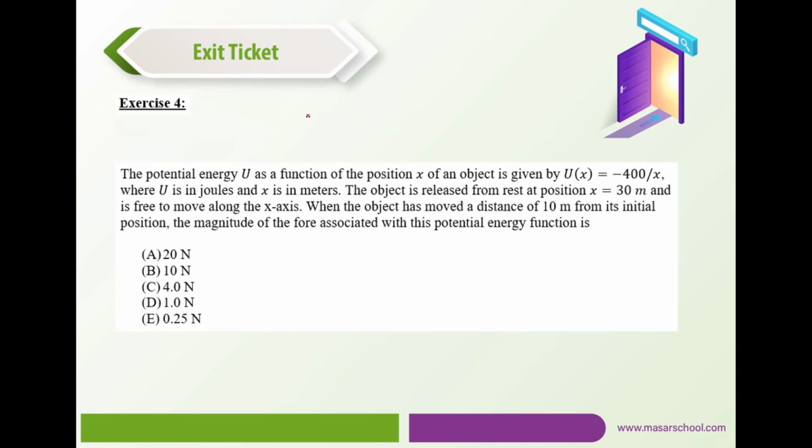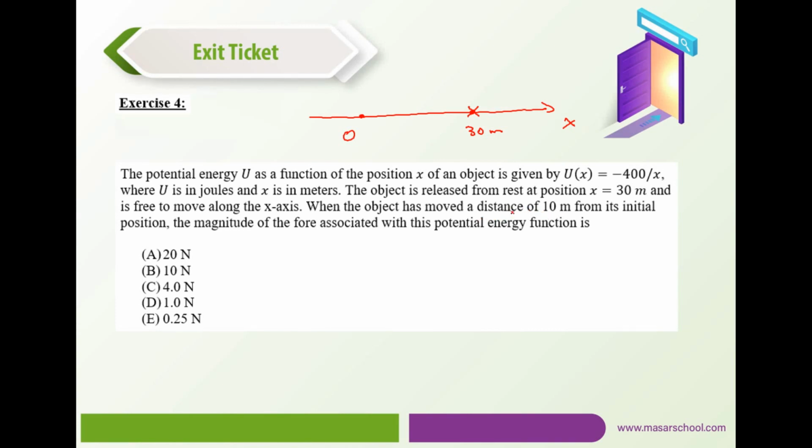So let me draw the following figure. This is the x-axis, this is the origin, this is the position. Now 30 meters would be located somewhere here. Initially the object coincides with this position. When the object has moved a distance of 10 meters from its initial position.